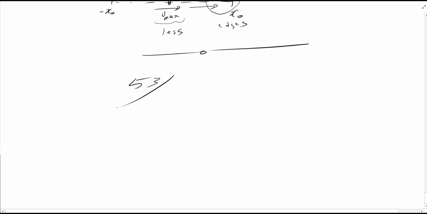Problem 3. Consider a one-dimensional lattice of carbon nuclei with interatomic spacing d equal to half a nanometer. So d, the distance between them, is about 0.5 nanometers, or 0.5 times 10 to the negative 9 meters, or 5 times 10 to the negative 10 meters, which is about 5 angstroms basically.